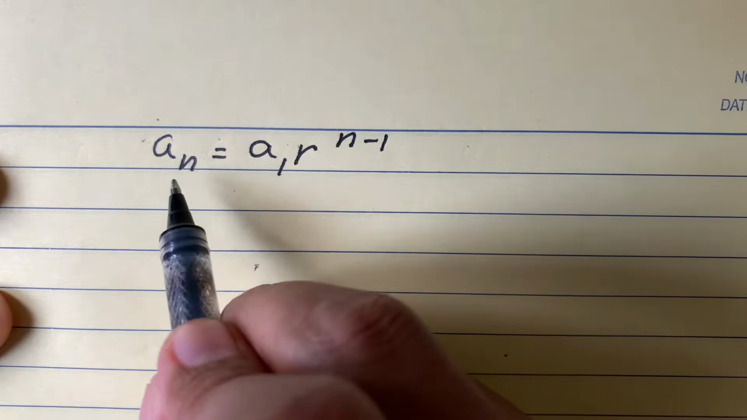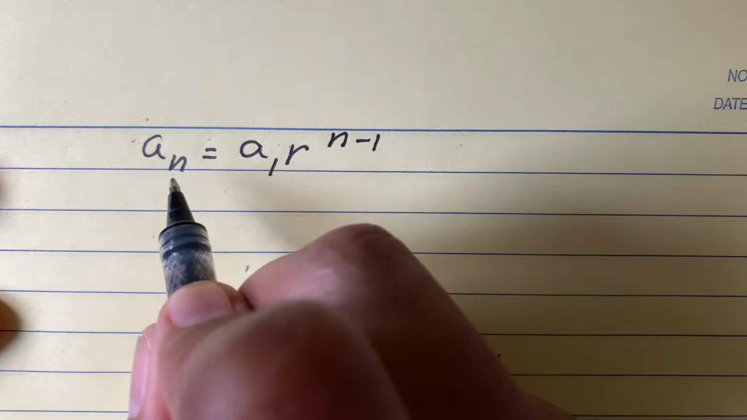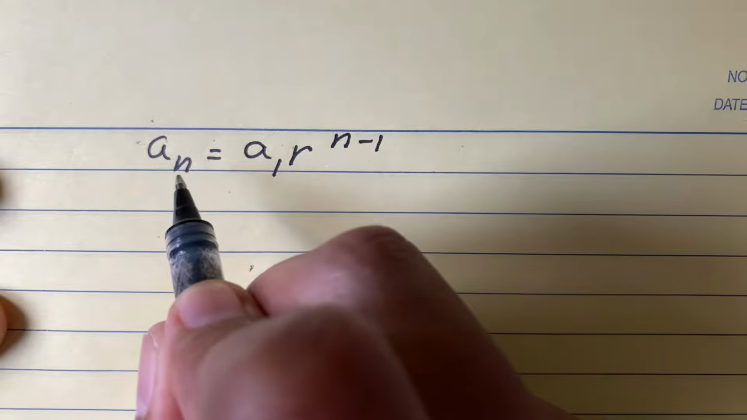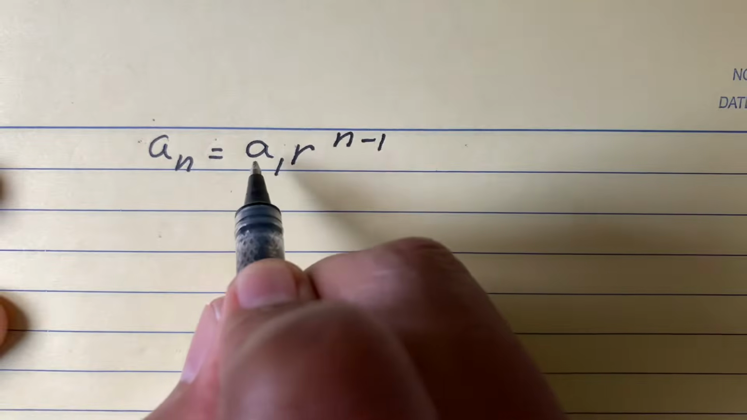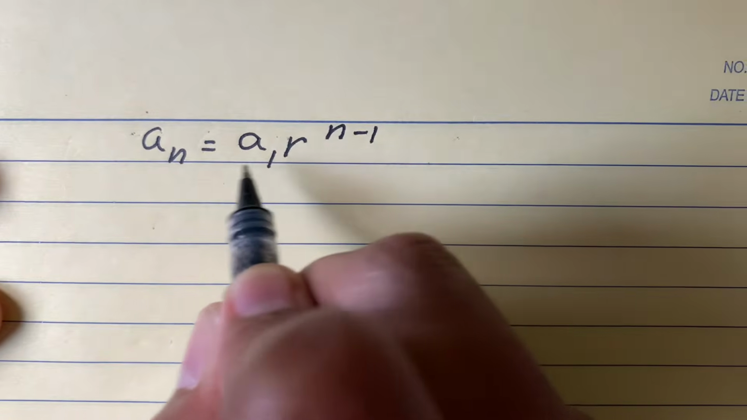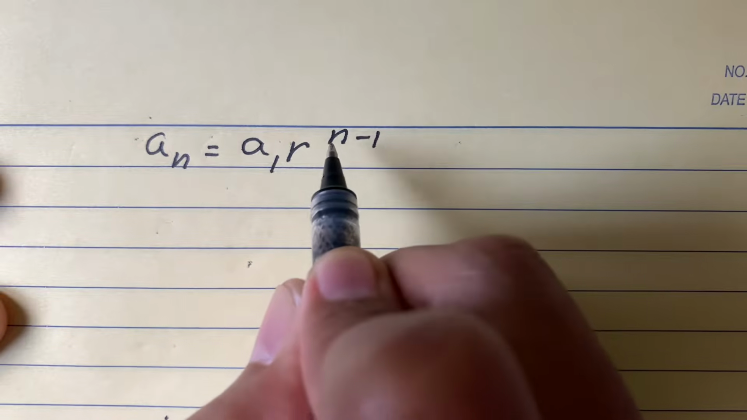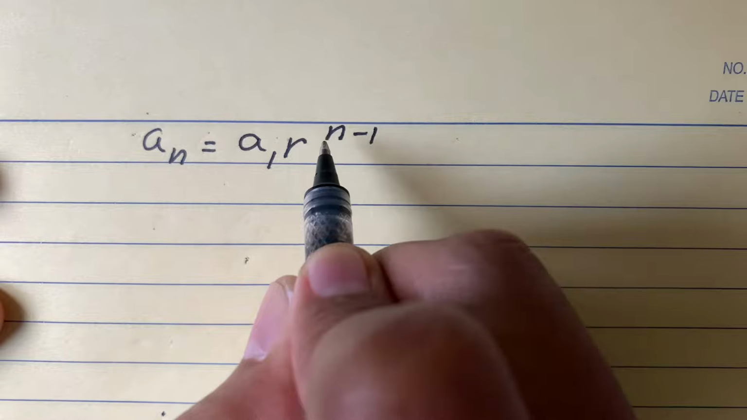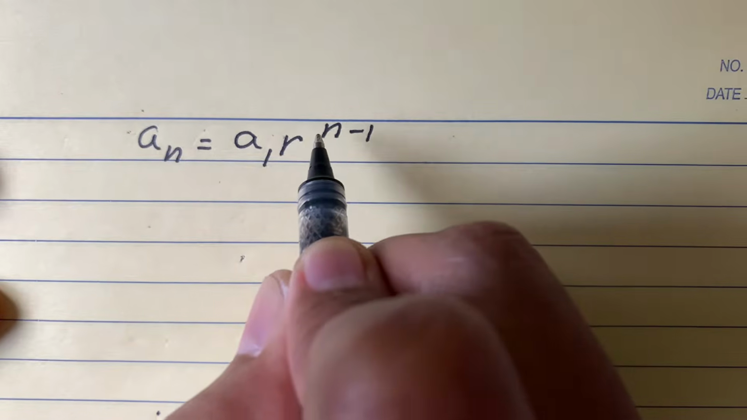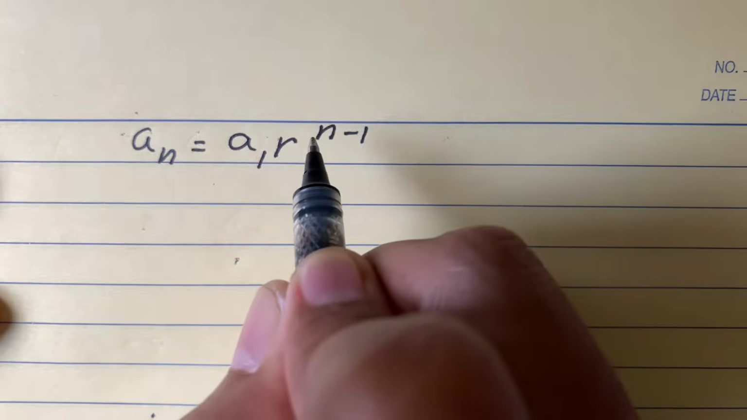Your a sub n here is your last term, or the nth term, which is being prescribed in a geometric sequence. Your a sub 1 is your first term in the given geometric sequence. Your r here is the common ratio. Your n is the position of the sequence or the term that is being looked for.